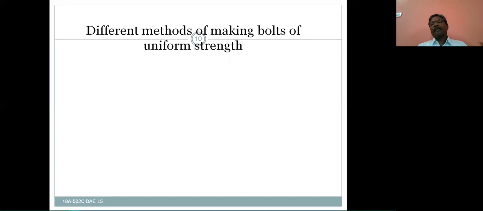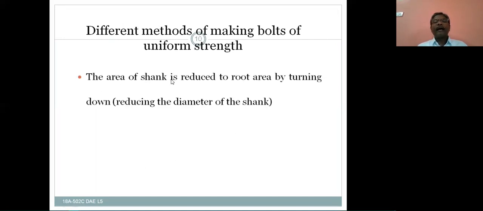So what are the different methods to make the shank part equal to the root area? What are the different methods adopted for this achievement? So let us see the different methods of making bolts of uniform strength. In the first, the shank area is reduced to the root area by turning down. That means whatever the length of the shank part is, that should be turned down to the root diameter, reducing the diameter of the shank to the diameter of the root.